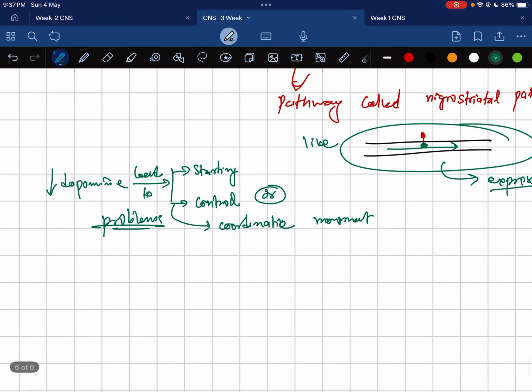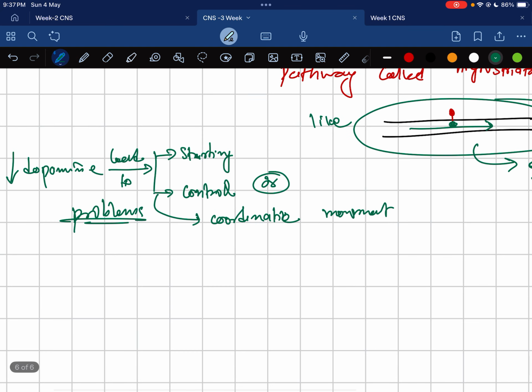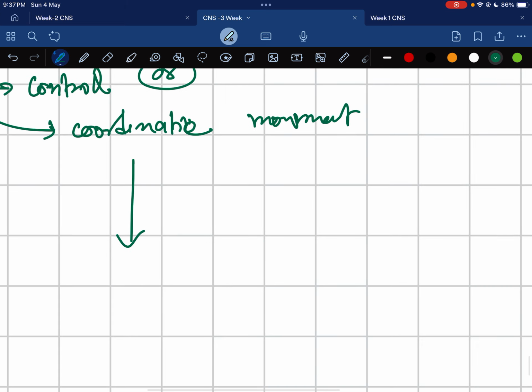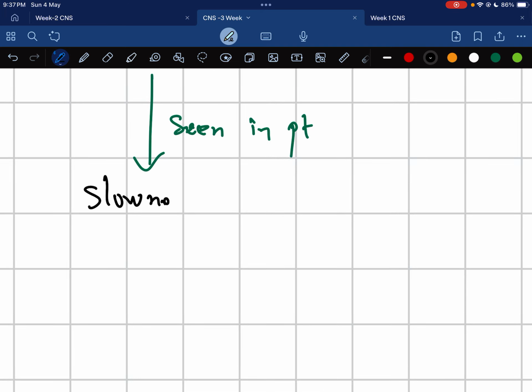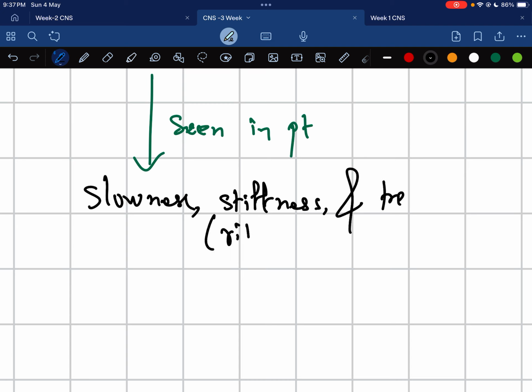So in a person with decreased dopamine, we can see symptoms in the patient like slowness, stiffness or hardness, rigidity, and tremors.